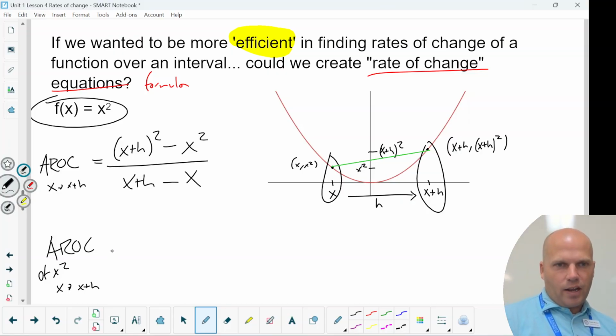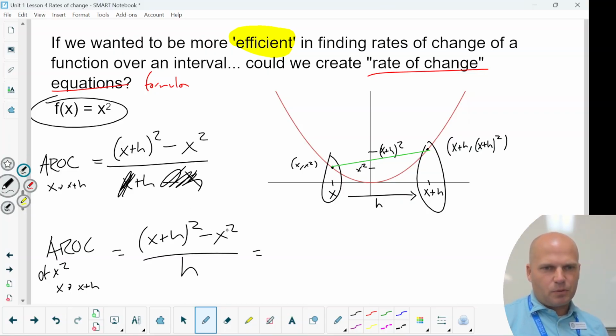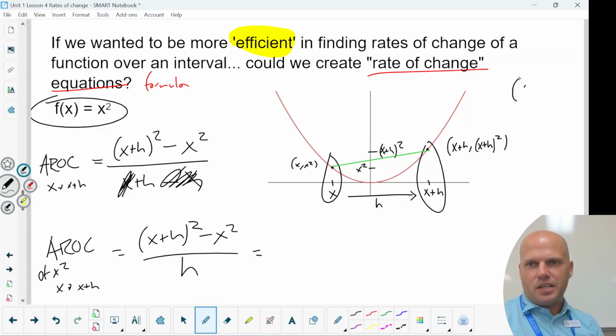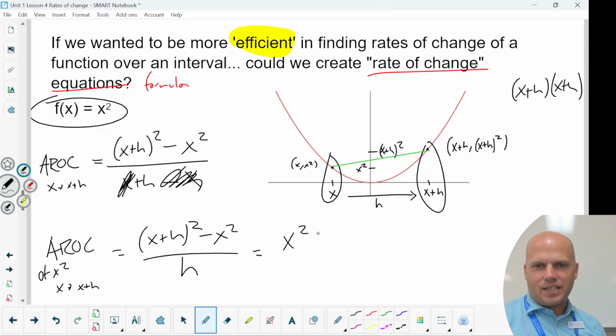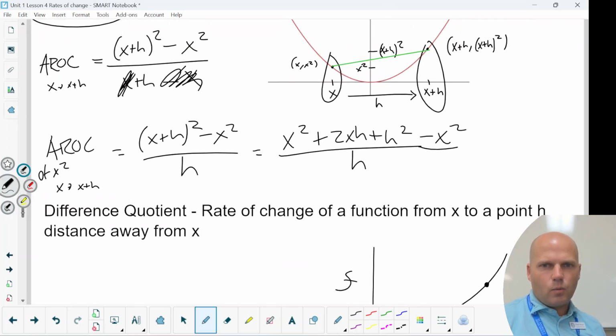And we can make it look a little nicer, right? And if we wanted to, we could just stop here where the x's go away. x minus x. But I feel like I could do more. I could probably simplify the top a little bit. Now, what is x plus h squared? Well, we probably need practice doing x plus h times x plus h. And we probably need to see it's x squared plus 2xh plus h squared. Subtract x squared over h.